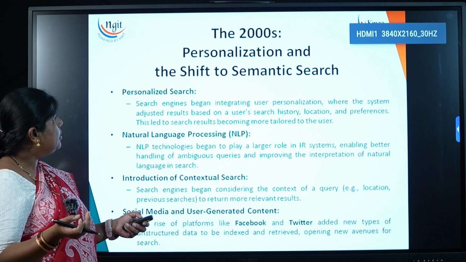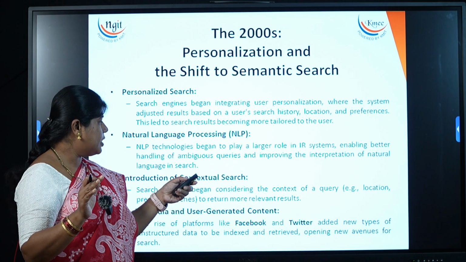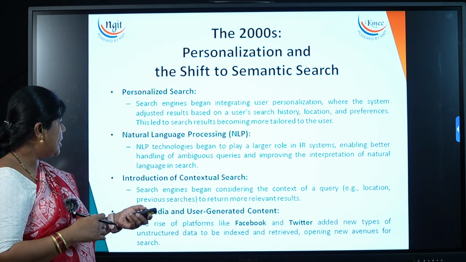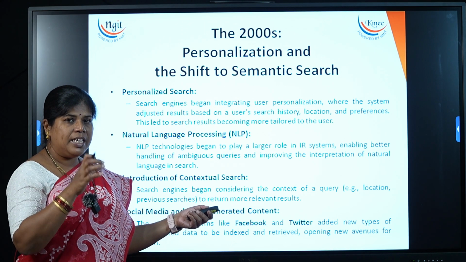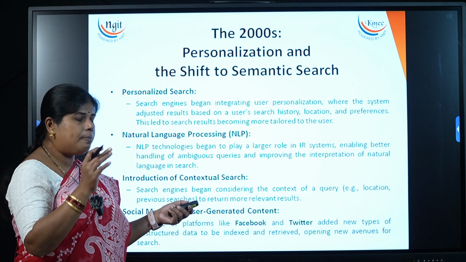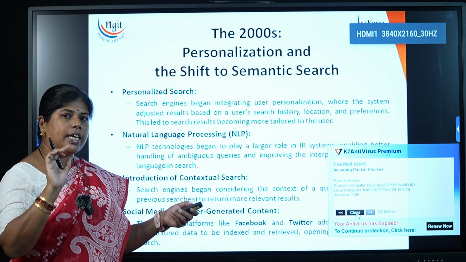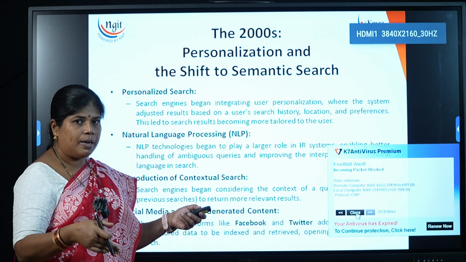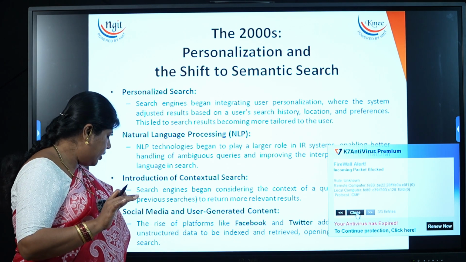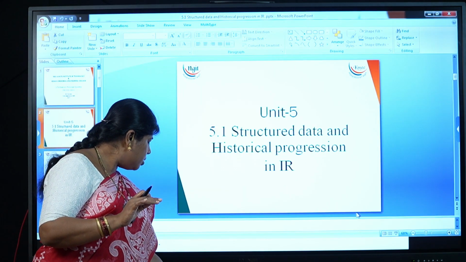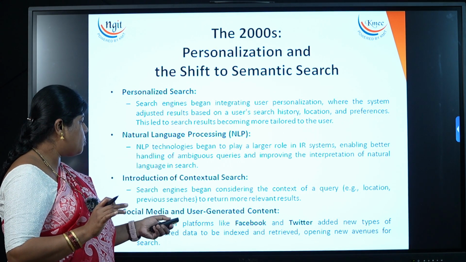Then in 2000, NLP, natural language processing, was invented, and due to natural language processing, the search became contextual search. Means the meaning of one word will be different based on the context, based on the situation. For example, whenever I say bank, it may be a river bank or it may be a financial institution where all the deposits and withdrawals are carried out. So in 2000, because of NLP, contextual search was possible.